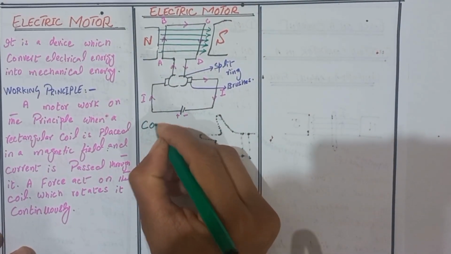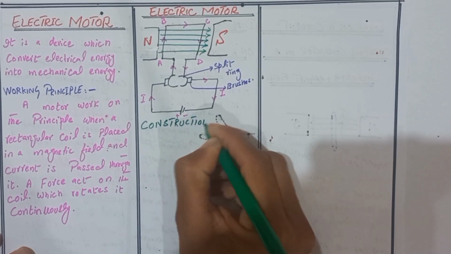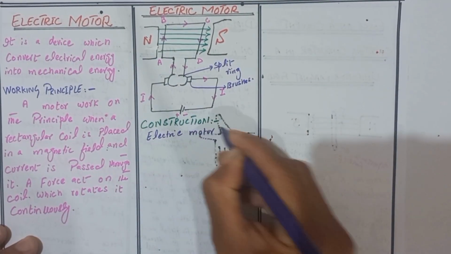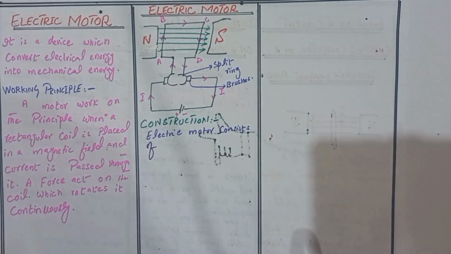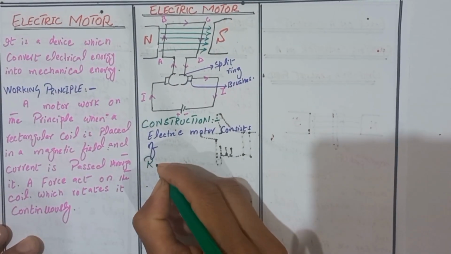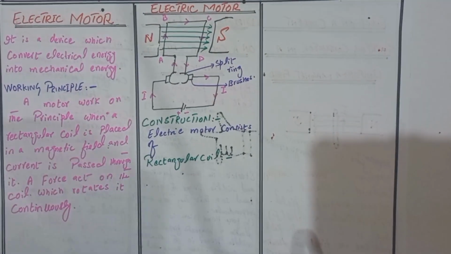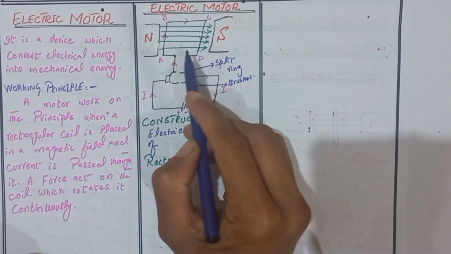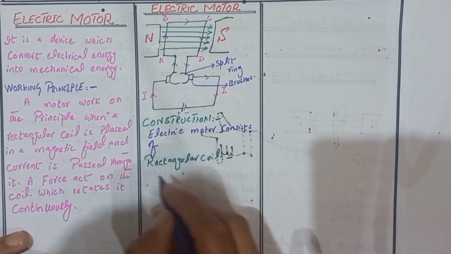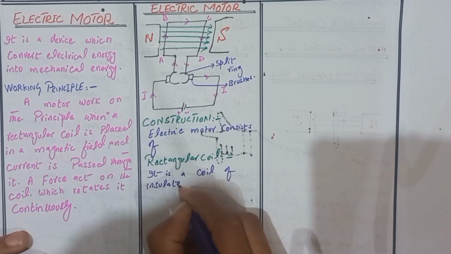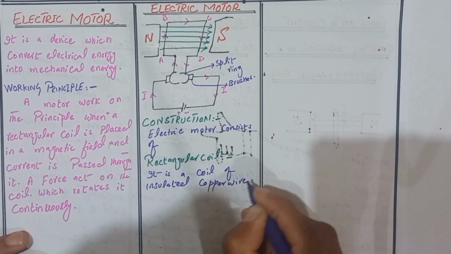Here we discuss the construction of the electric motor. An electric motor consists of a rectangular coil. This is a rectangular coil placed inside the magnetic field. This rectangular coil is made up of insulated copper wire. So we write: it is a coil of insulated copper wire.